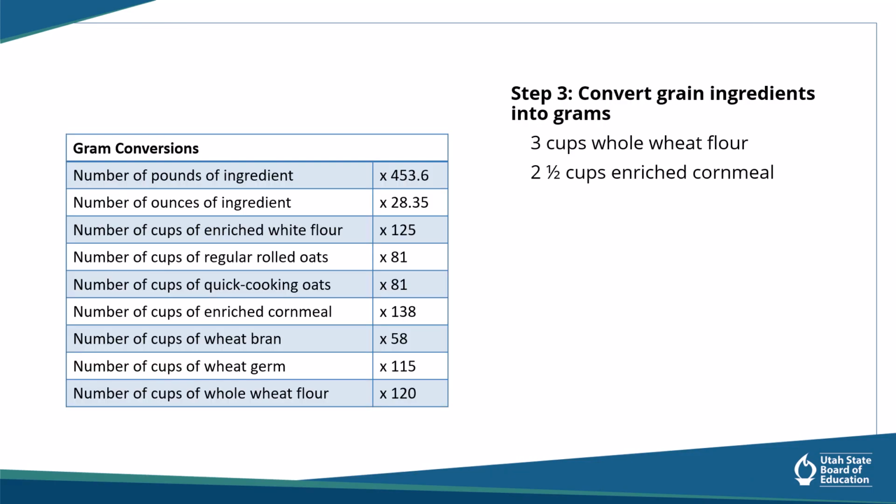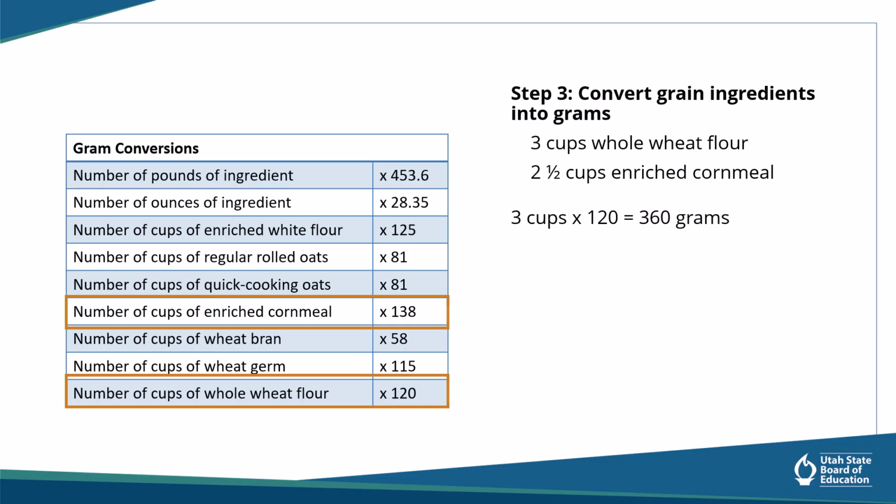Step 3 is to convert each grain ingredient into grams. In order to convert cups of whole wheat flour to grams, we need to use the conversion table. The conversion table tells us that we need to multiply by 120 to convert cups of whole wheat flour into grams. 3 cups times 120 equals 360 grams. To convert cups of enriched cornmeal to grams, the conversion table tells us to multiply by 138. 2.5 cups times 138 equals 345 grams.